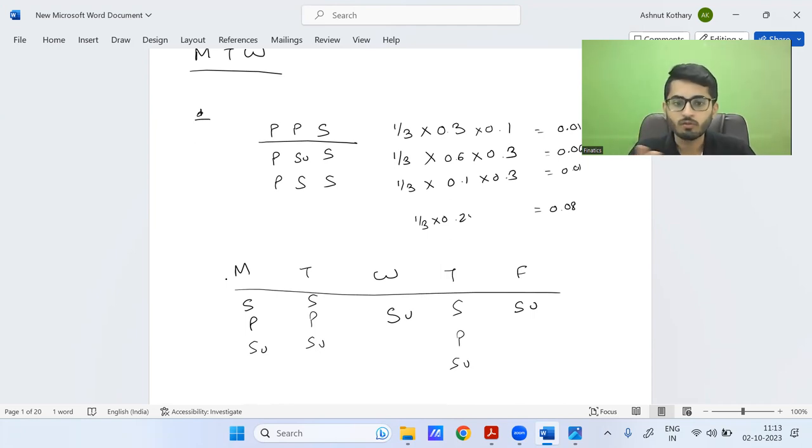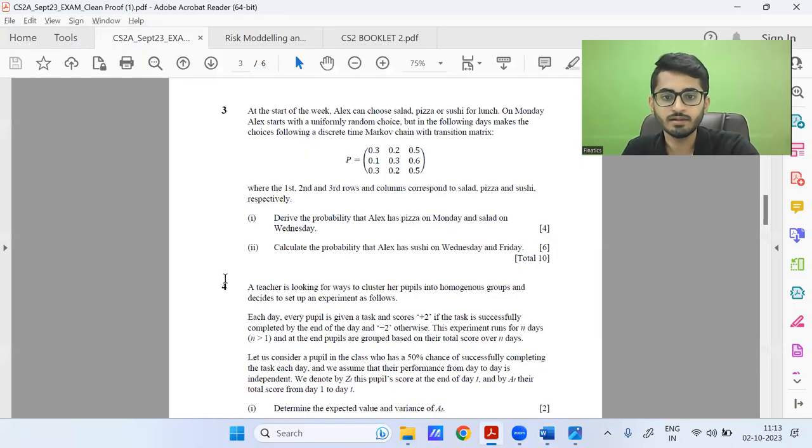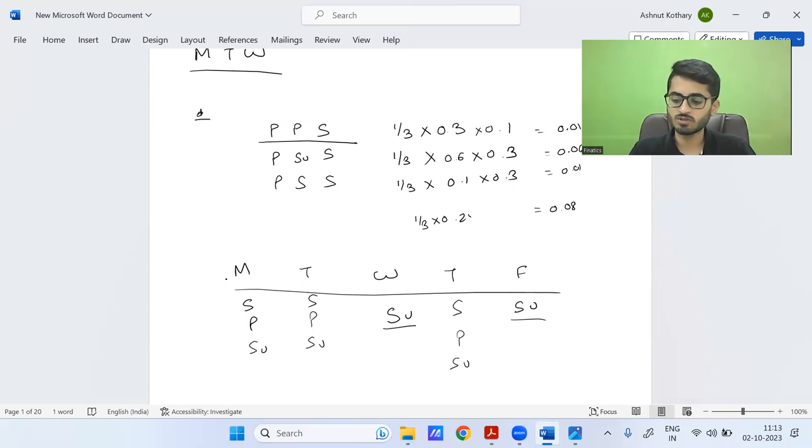So try to understand the question at a broader aspect as well, especially these probability things. It's easier to understand intuitively. Other things are a bit technical. You might not always understand them that easily. This should be clear. Monday, Tuesday, Wednesday, Thursday, Friday. This is given, this is given. They are saying calculate that Wednesday it's sushi, Friday it's sushi. Monday, Tuesday, Thursday could possibly be any of the three. So we need to consider all possible situations.